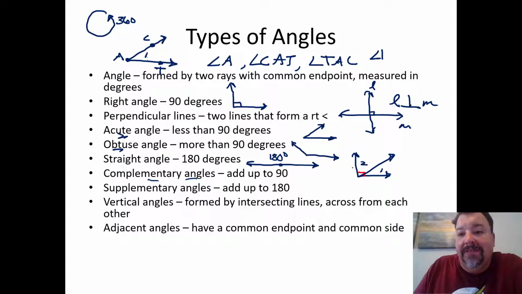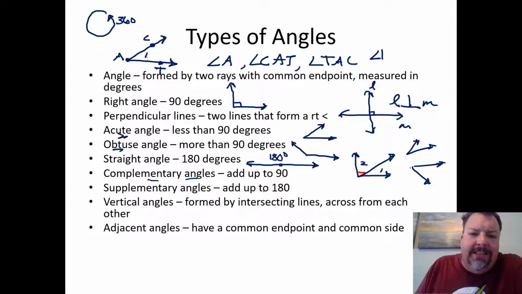Of course, again, they don't have to be side by side and have this common side. You could have an angle here and then another angle over here. And if these angles add up to 90, they're also complementary, but it's a little bit harder to tell unless we know what the angle measures are.